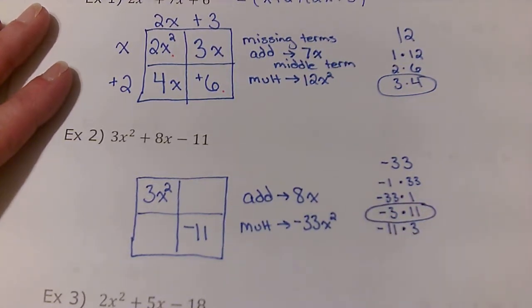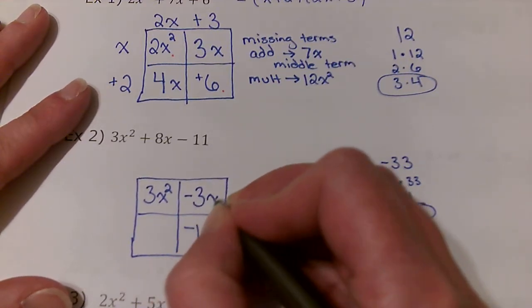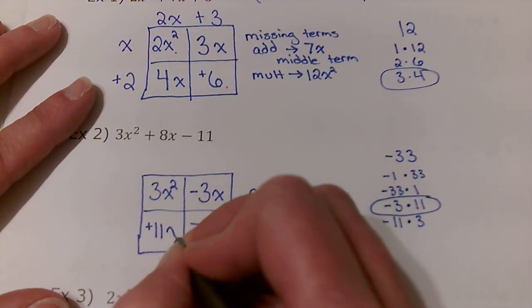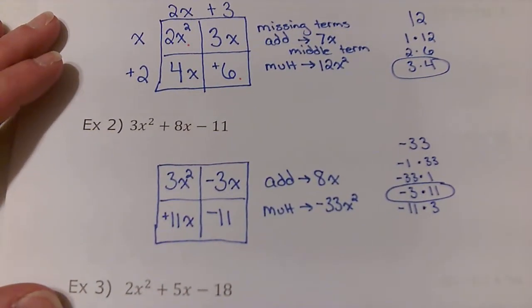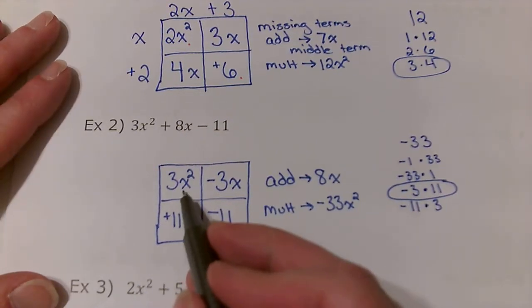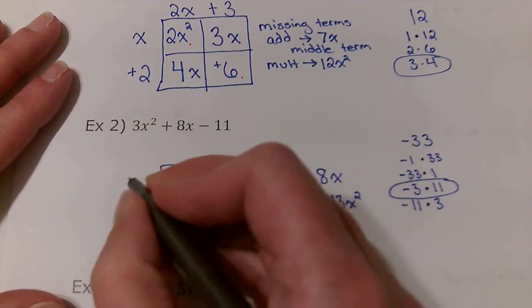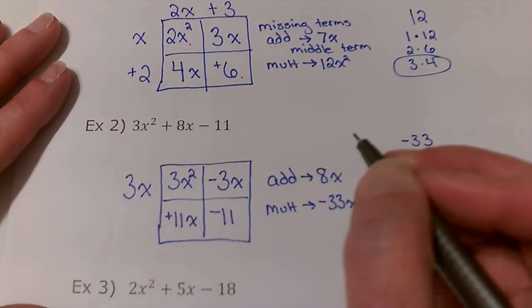Yep. So this is a negative 3x and a positive 11x. Oh, that made it easy. What do 3x squared and negative 3x have in common? Gosh, that's easy. They have a 3 and an x.